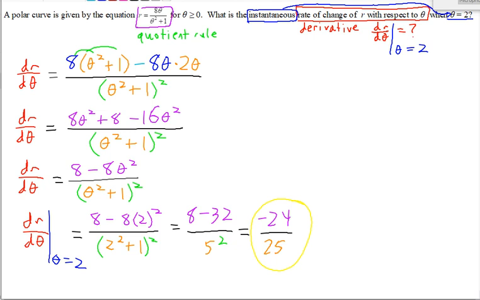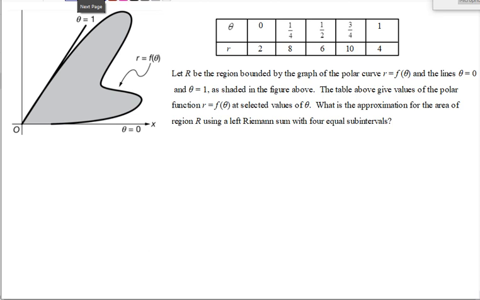Let's take a look at one more. And this one combines something you learned earlier, these Riemann sums, with these polar coordinates. So a little different on this one though. It says let R be the region bounded by the graph of the polar curve r equals f of theta, and the lines theta equals 0 and theta equals 1 as shaded in the figure above.